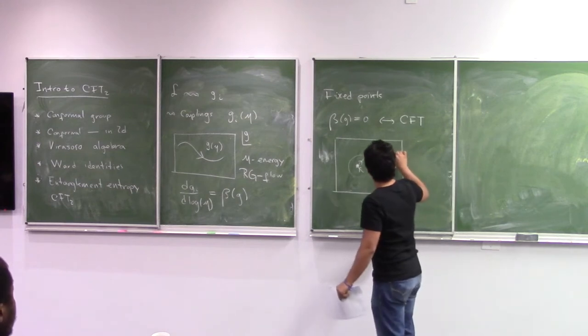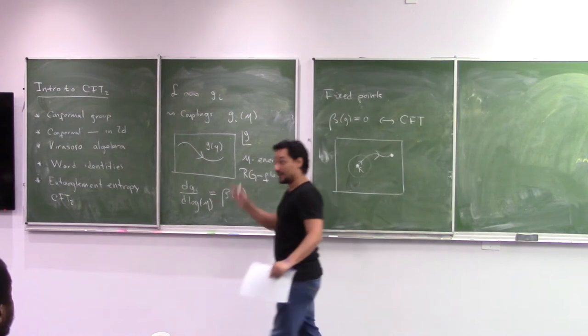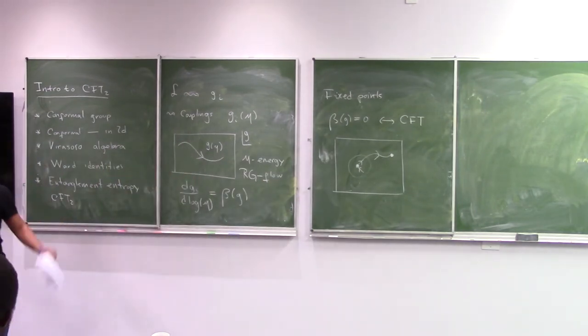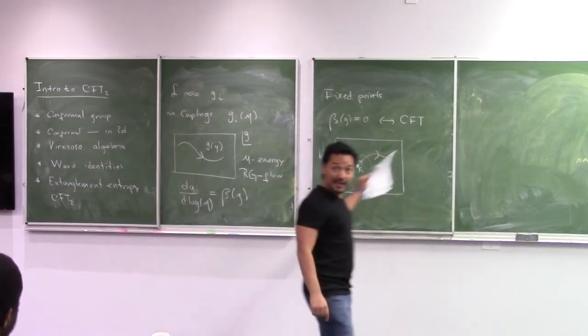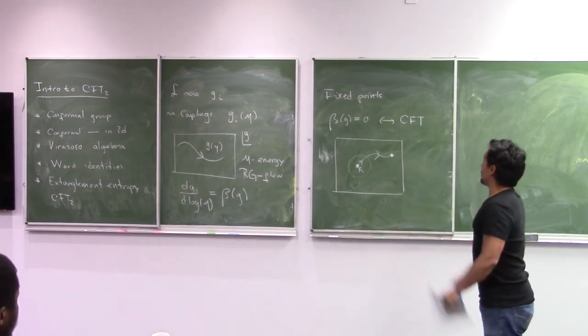Now, we're not going to study all this flow. It's super complicated. What we're going to study now is what happens when I'm standing at the fixed point. So at least you have a picture of what is the thing that we're trying to pursue. Is the cartoon clear more or less? Okay, cool.